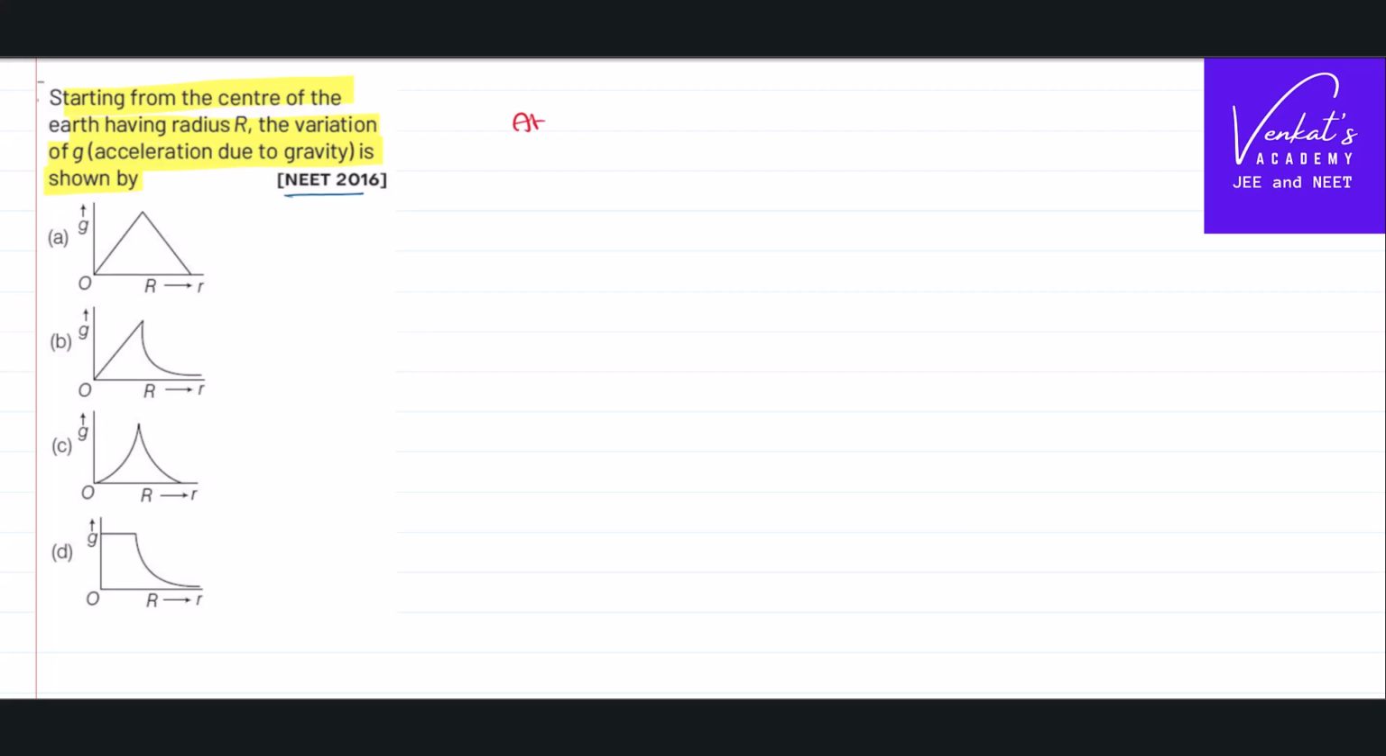at a depth, acceleration due to gravity g dash equals g of 1 minus d by r, where d is the depth and r is the radius. At the center means depth is measured from the surface. At the center of the earth means depth is the radius itself. It implies g dash equals g of 1 minus r by r, that is 1 minus 1, that equals 0. So the graph shall start from origin, right?